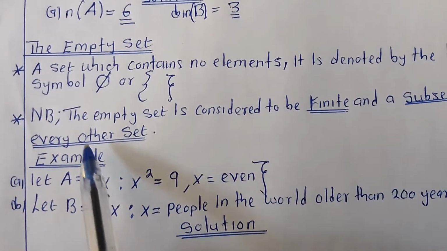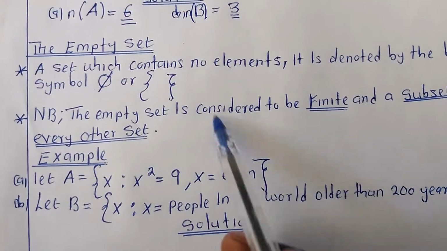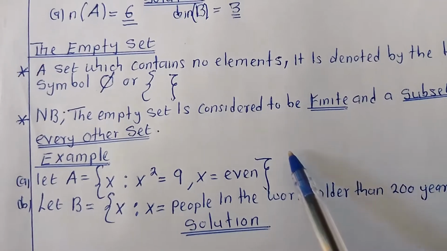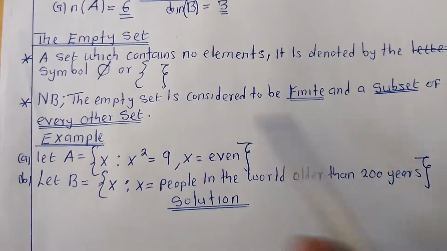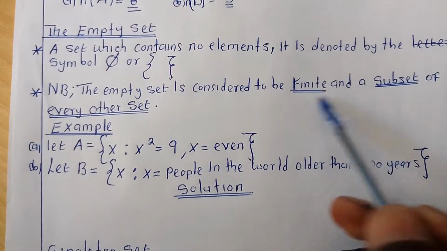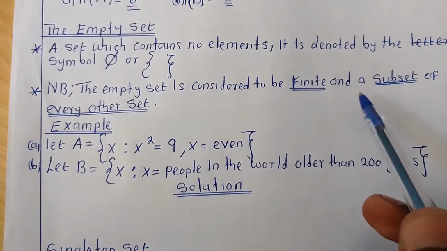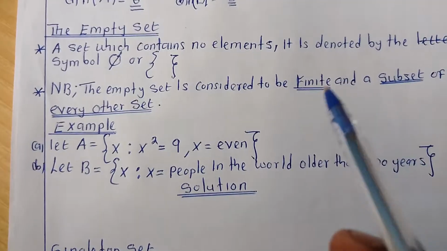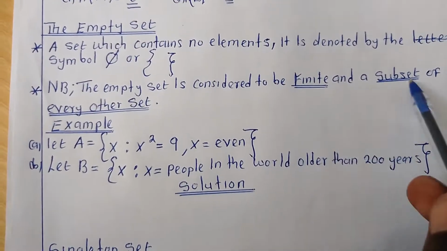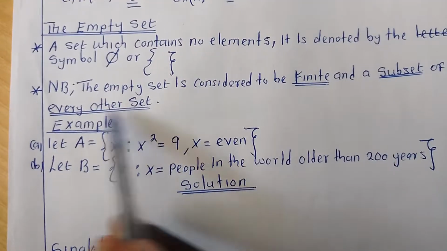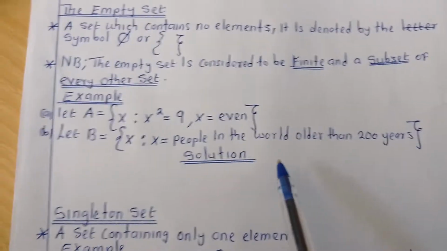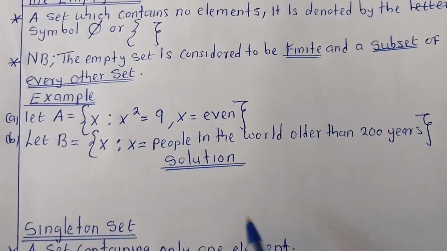Now, note that the empty set is considered to be finite. In other words, it has an end because there is nothing there. That is just the end. There is nothing in there. So it is considered finite, and it is a subset of every other set. Now, I put lines here because I really want you to get these statements because you'll be able to use them. Now, we have an example here.